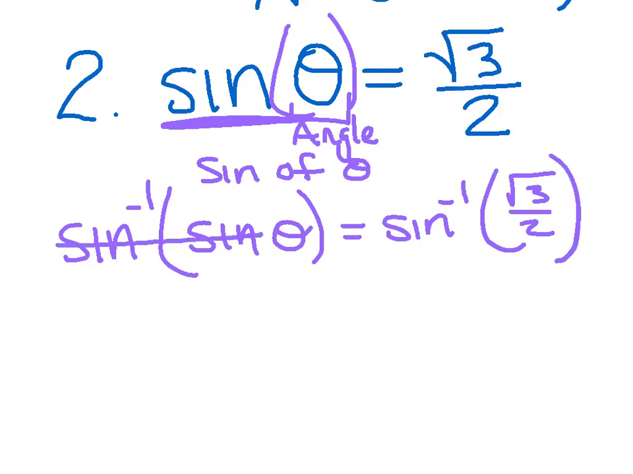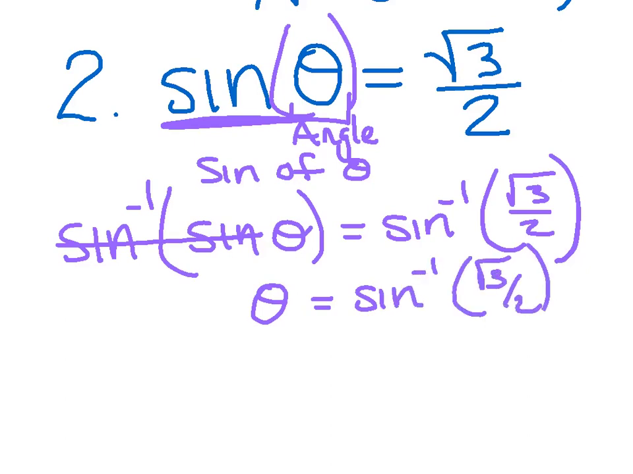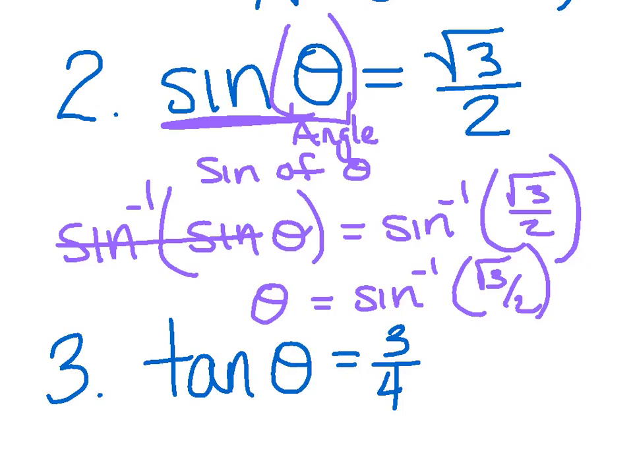Sine inverse and sine, that. Theta equals sine inverse of radical 3 over 2. All right, example 3. Tan theta equals 3/4. You've got this one on your own. Pause it, see if we get the same answer.